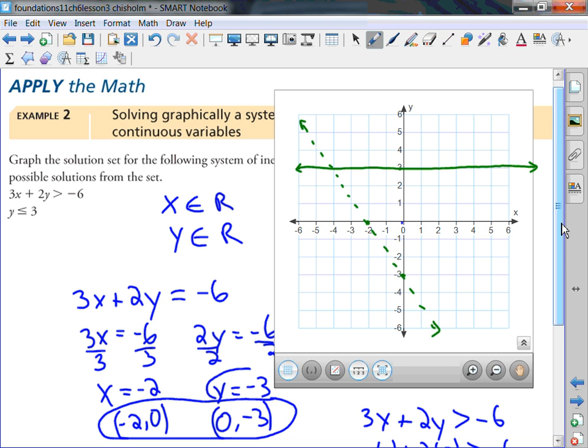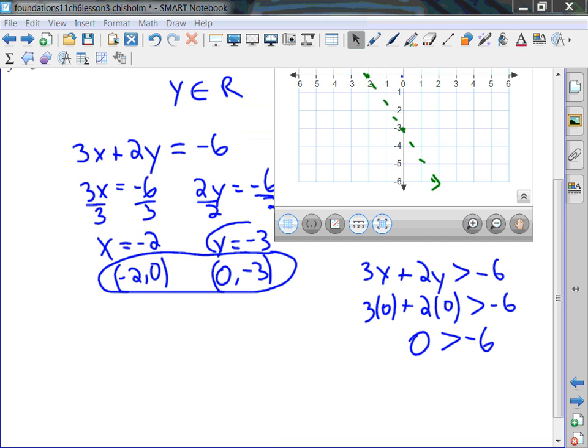So since we've shaded below the dashed line and below the solid line, below both of them, this region right over here. Sorry, let me backtrack just for a second here. We'll go back to this.